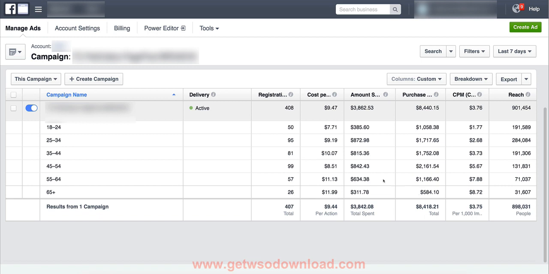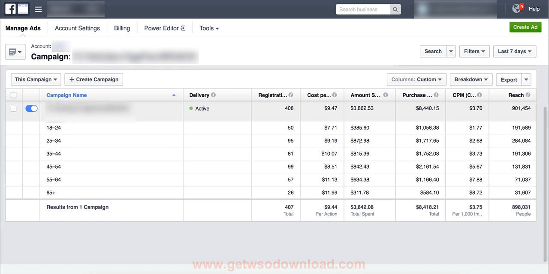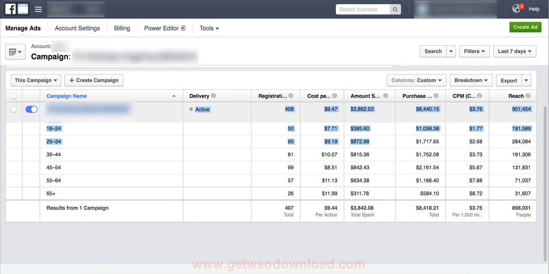Okay, so check this out. 18 to 24 year olds crushing it. We're spending $7.71 to generate a sale. We have spent $385 to generate $1,000. So really great ROI here. 25 to 34 year olds, however, they're converting at a lesser rate. It's okay, they're still profitable. We're looking at about 100% ROI here. $872 spent to make $1,700.